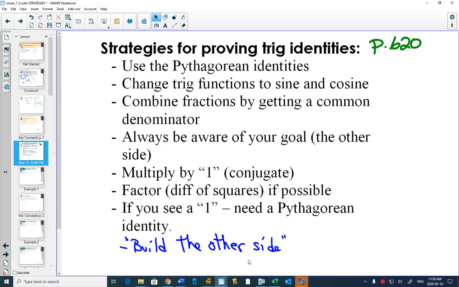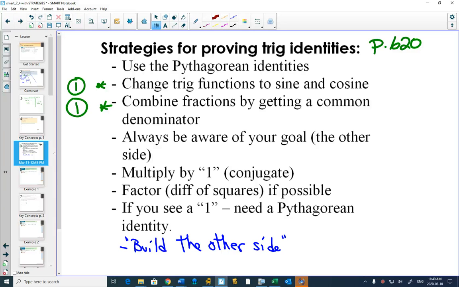Yes, write down these strategies. As you're writing them down, we're going to put a green star and a number 1 beside both of those, because that was the first strategy I introduced to you, and it's the most important strategy. Can you change things to sine and cos and then get a common denominator?